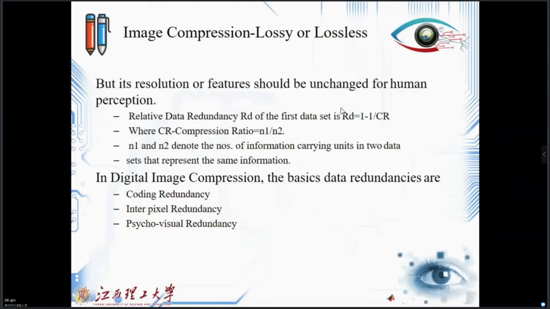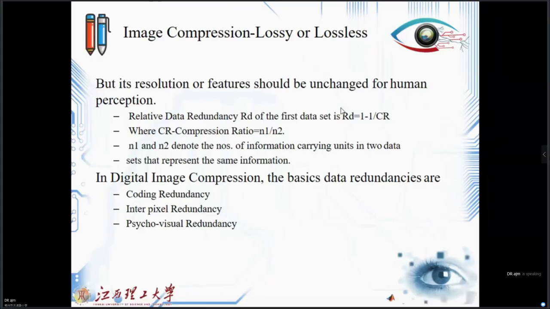Image compression, lossless, is a topic that we should also see, but resolution or features should be unchanged for human perception. Relative data redundancy, which we know as RD of the first data set, is calculated as 1 minus 1 divided by CR, where CR is the compression ratio. As we said, we calculate it based on the compressed image divided by the original one. Then N1 and N2 are the information carrying units in two data sets that represent the same information.